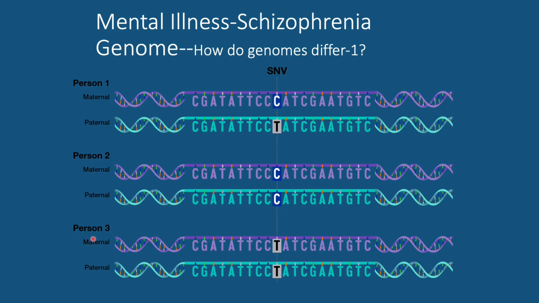And as we were reviewing together, each of these persons has a part of their genome represented by the maternal heredity and part of it by the paternal heredity. Now, person 1 has a C and a T at this position in the DNA. Person 2 has a C and another C at the same position. Person 3 has a T and another T. These are called genomic variants.